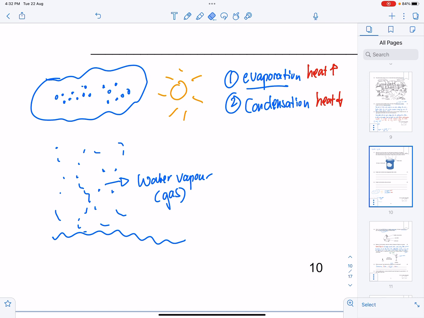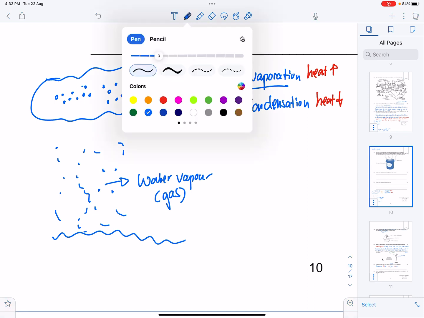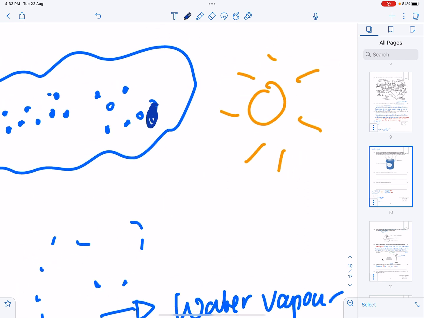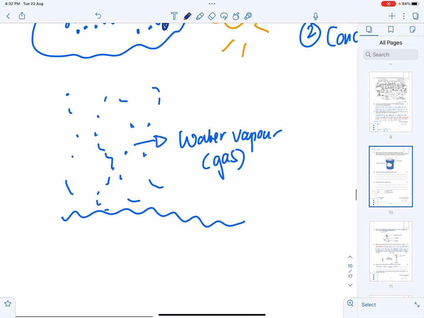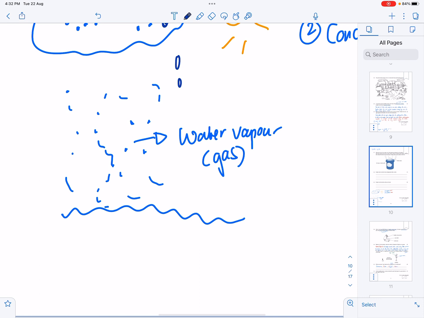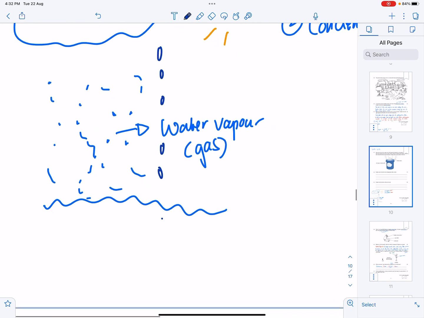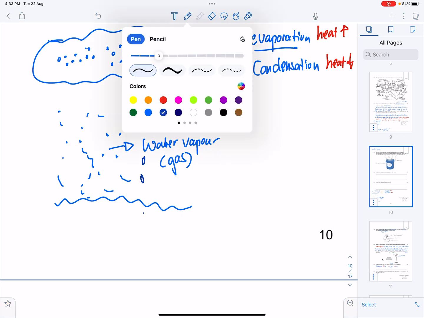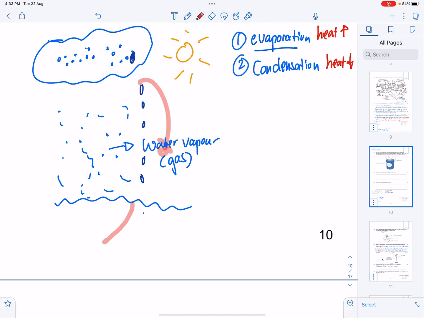So after that, how does it fall as rain? When the water droplets start to gather together and form bigger water droplets, it becomes too heavy to suspend or float in the air, in very simple terms. They start to fall down as water droplets or as rain, and then they go back to your water body. And this is called the water cycle because the cycle is continuous.